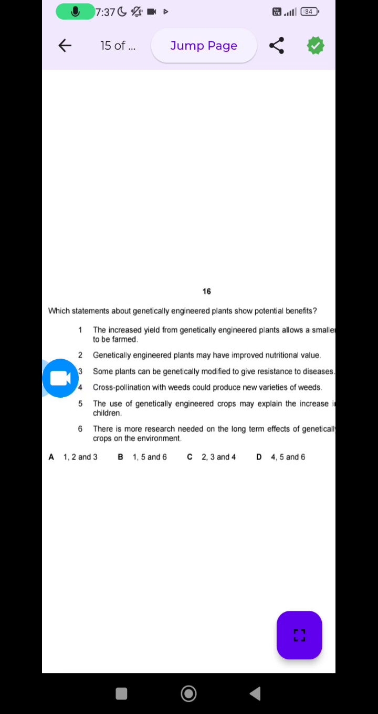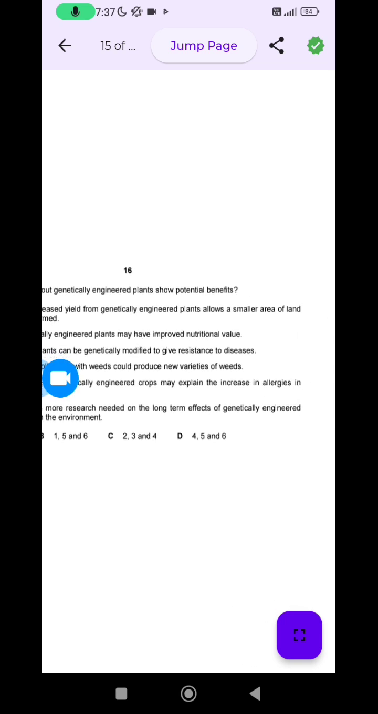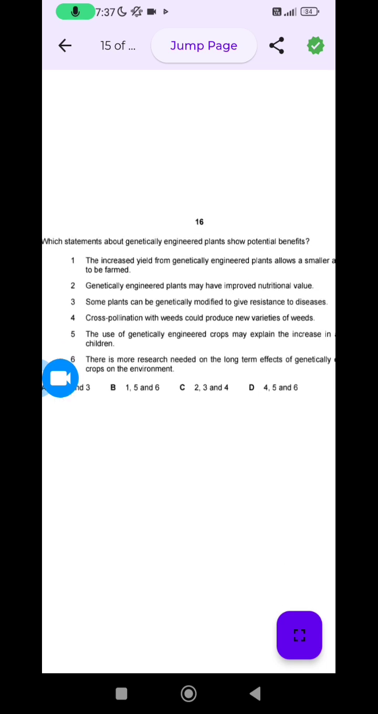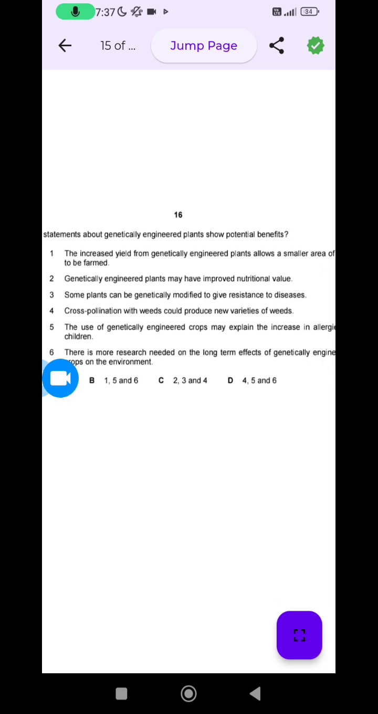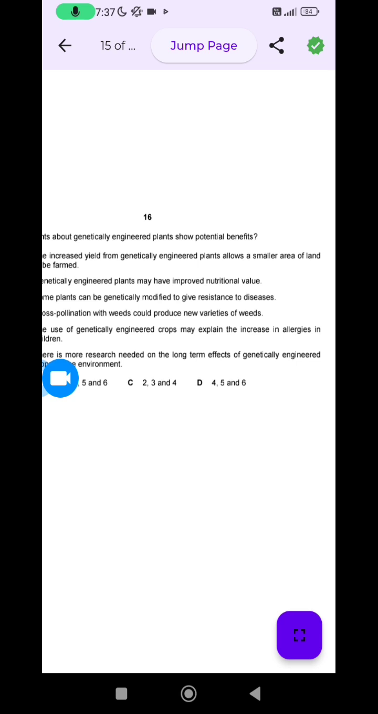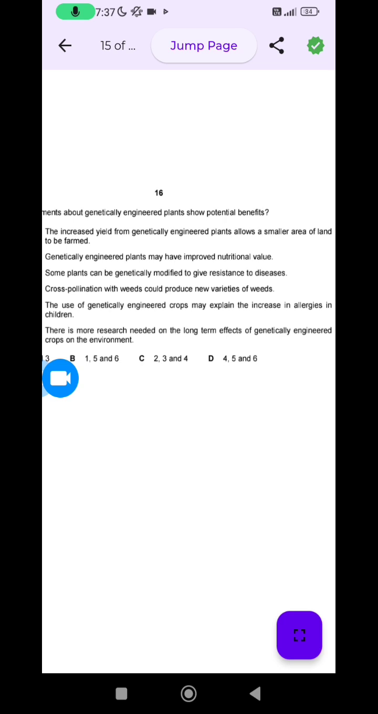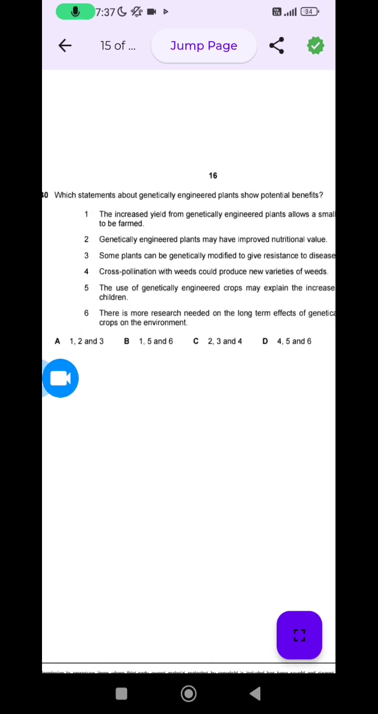The increased yield from genetically engineered plants allows a smaller area of land to be farmed. Now this is an advantage, so 1 is correct. Genetically engineered plants may have improved nutritional value. This is also a benefit, so it will also be correct. Some plants can be genetically modified to give resistance to diseases. Now this is also beneficial for us. So these 3 are correct. Now I will show you why the other 3 are incorrect.